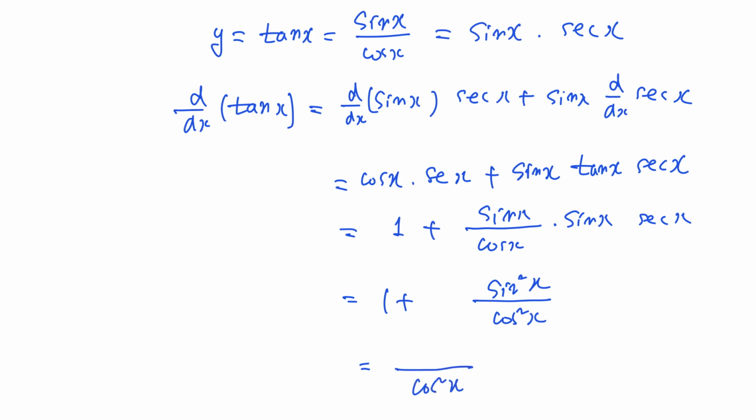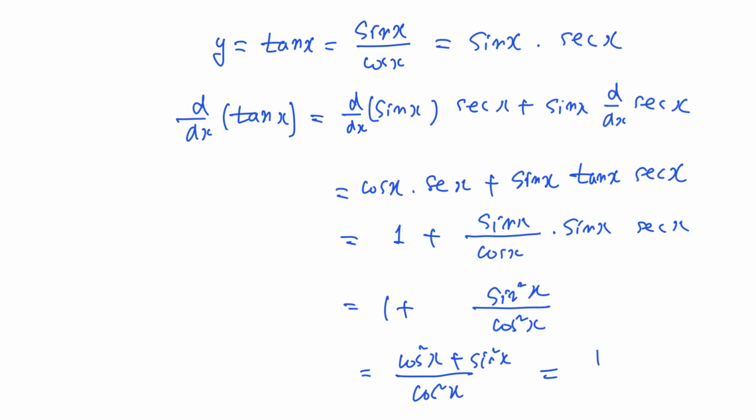So which is cosine squared x plus sine squared x over cosine squared x. What happens if you add cosine squared x with sine squared x? What do you get? Simply 1, right? So this is secant squared. 1 over cosine squared x is secant squared x.